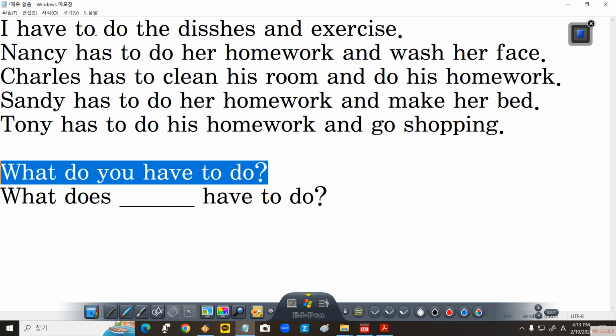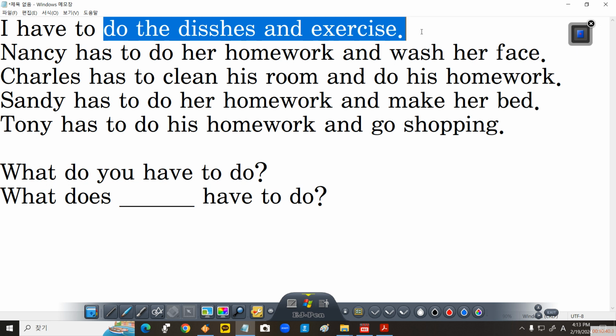그러면 네가 아까 했던 일부분은 자기 얘기를 하면 돼. What do you have to do, Tony? 아 저걸 하는 거. What do you have to do? I have to do my homework. Okay, go shopping. Good. And Tony, what does Sandy have to do?